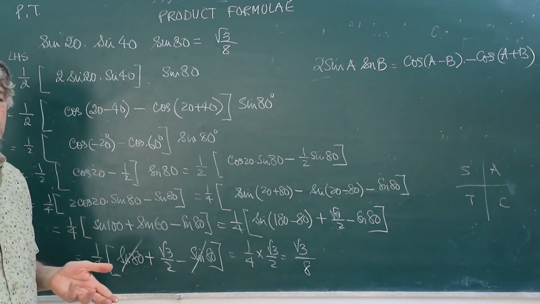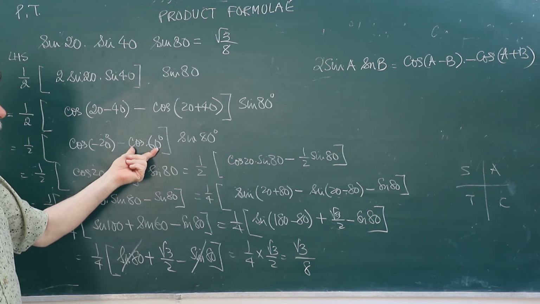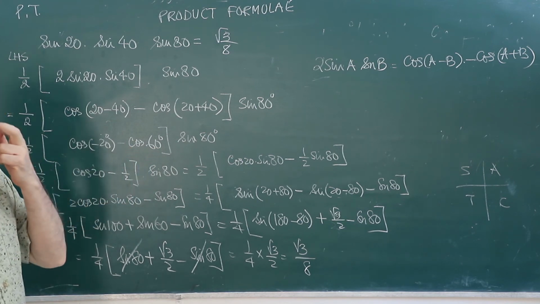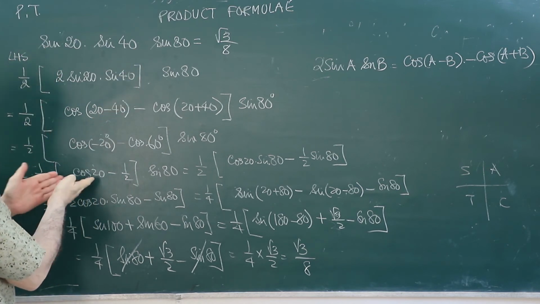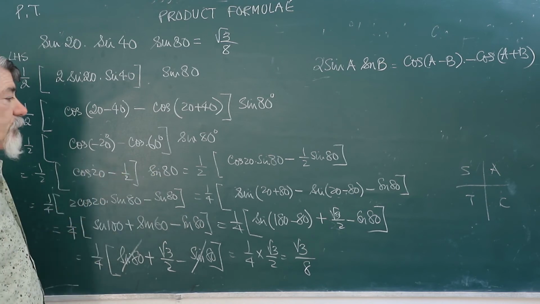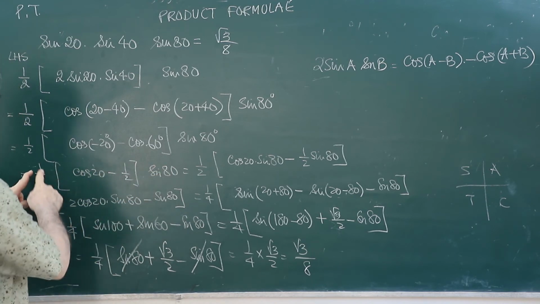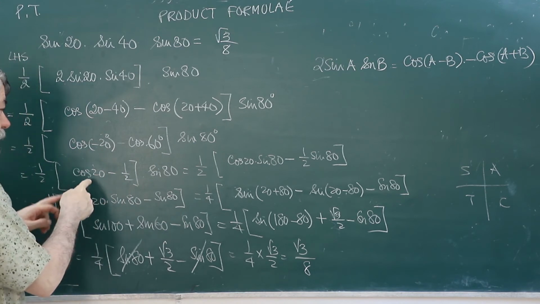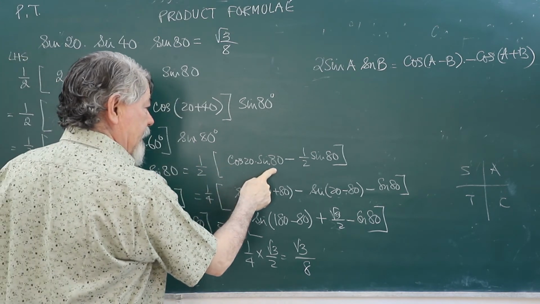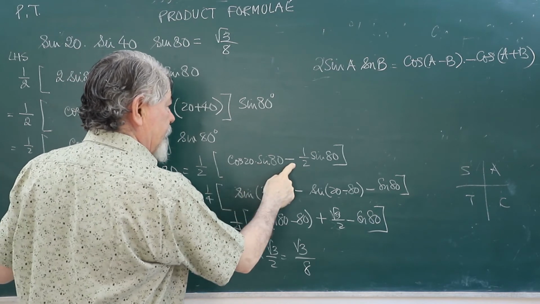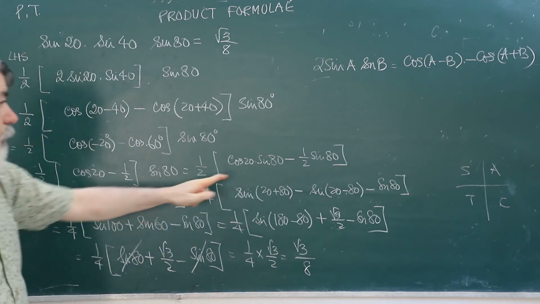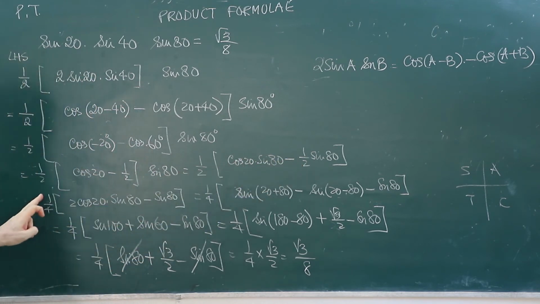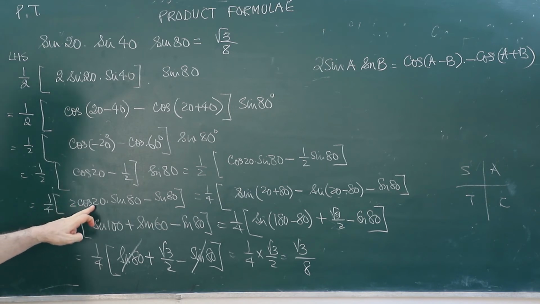The value of cos 60 is 1 upon 2. So we have 1 upon 2 into sine 80. I have reduced this to half cos 20 minus half into sine 80. I'll bring sine 80 inside: cos 20 into sine 80 minus 1 upon 2 sine 80. Taking LCM 2, it becomes 1 upon 4 into 2 cos 20 sine 80.